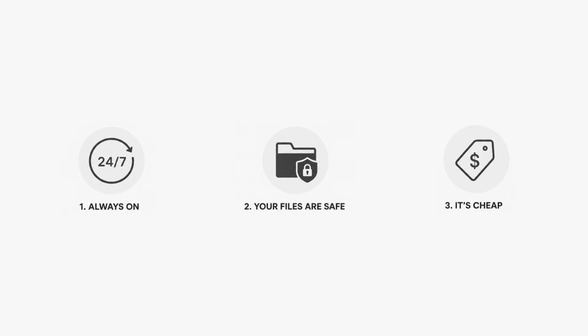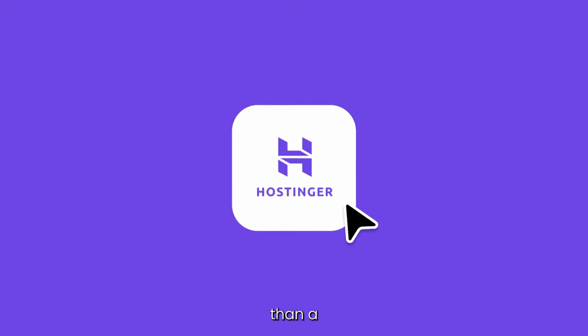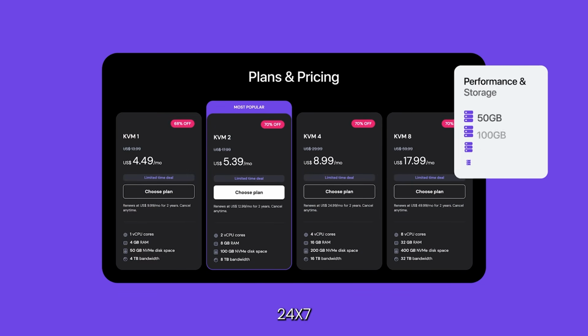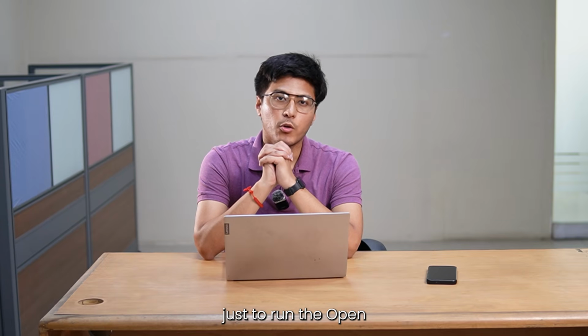Third, it's cheap. A basic VPS starts at around $750 per month on providers like Hostinger. That's less than a Netflix subscription and you get a 24/7 AI assistant in return. For students, if cost is a concern, you can always use free tier VPS services like Google Cloud or Oracle Cloud. Use the VPS just to run the OpenClaw dashboard.